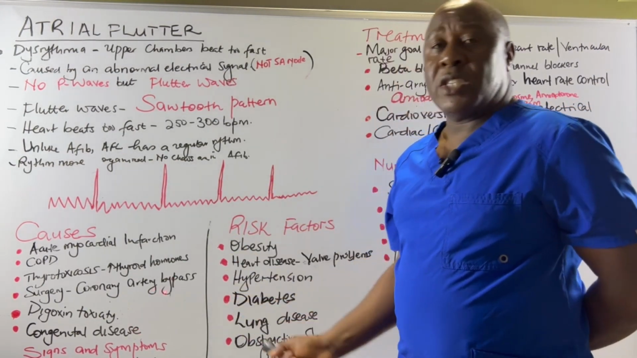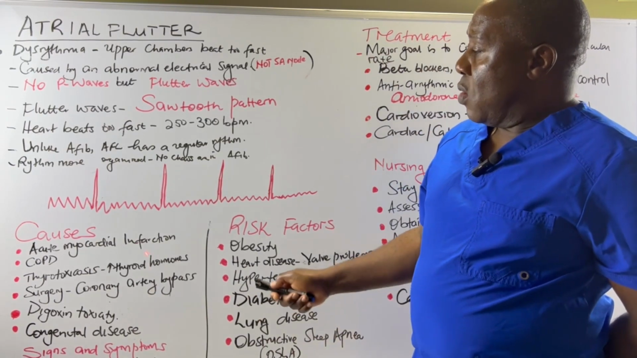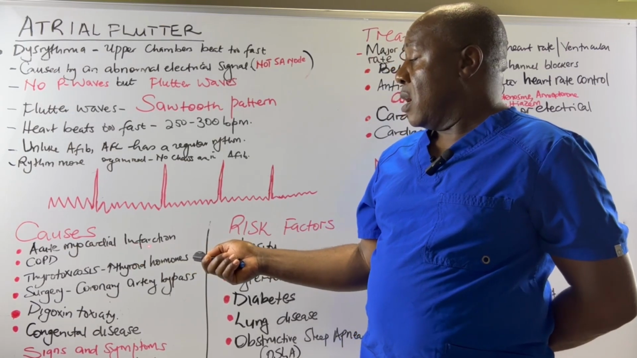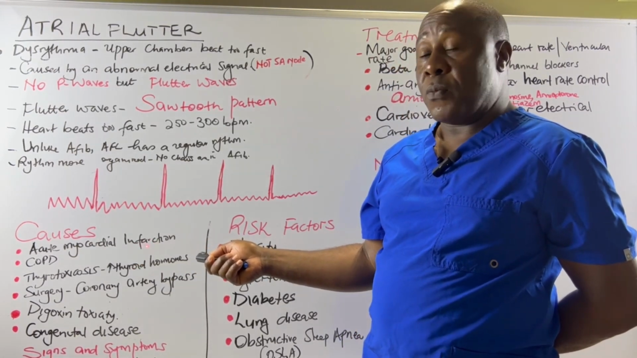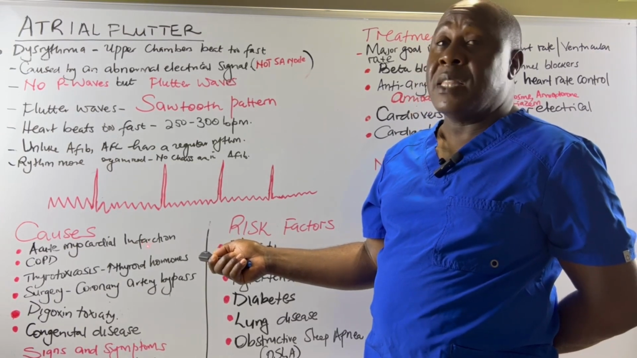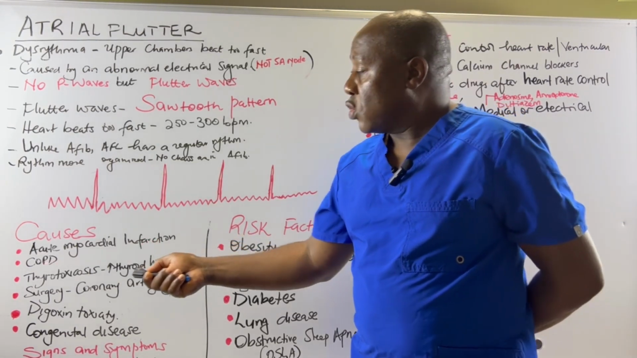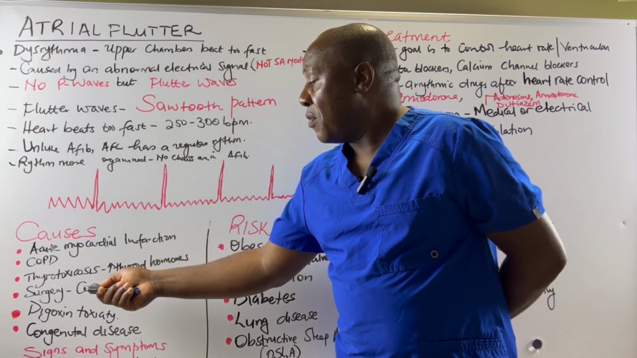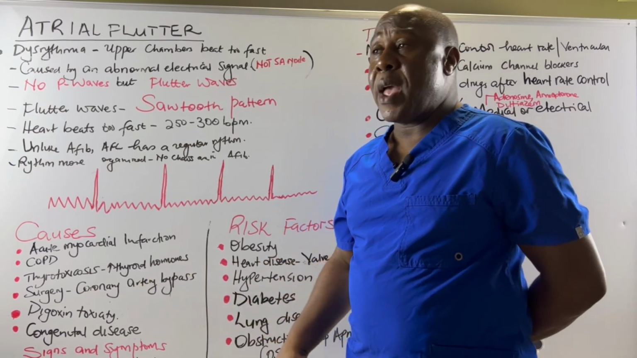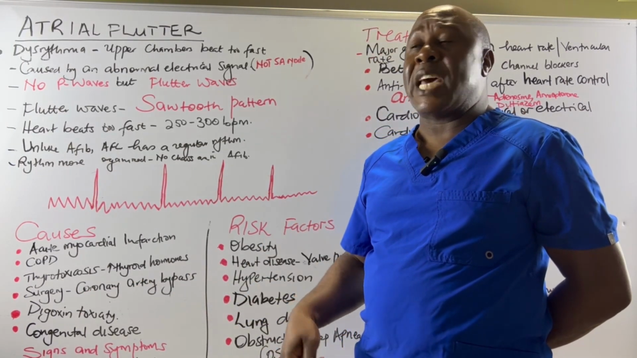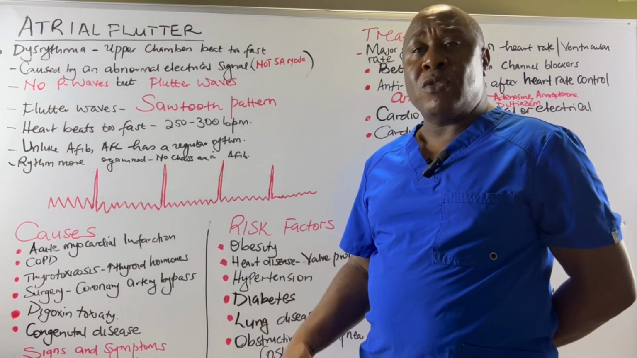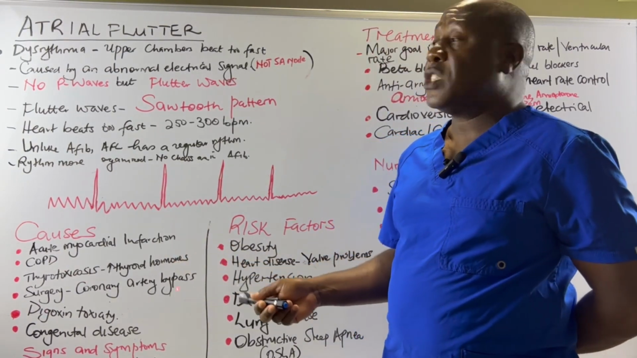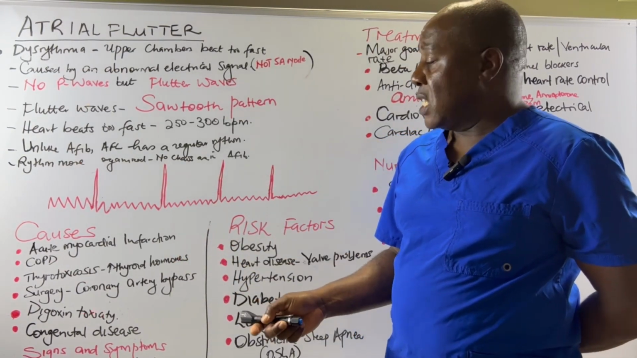Now, what are the causes of atrial flutter? One, we have acute myocardial infarction. When you have conditions or problems with the heart muscle, there's a likelihood of sending the rhythm into a flutter. We also have chronic obstructive pulmonary disease, or COPD. We have thyrotoxicosis, where the thyroid gland releases high amounts of thyroid hormone. So this kind of patient is likely to develop atrial flutter.